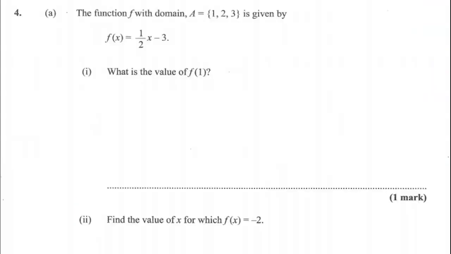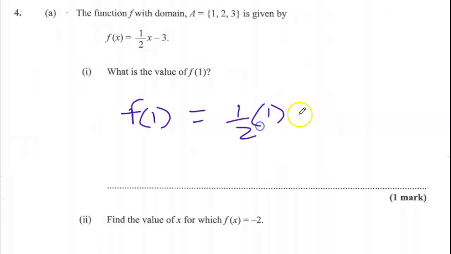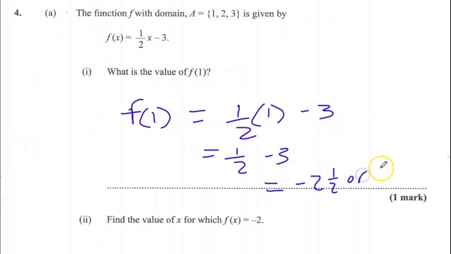So question 4a, the function f with domain A, a set of values 1, 2, and 3, just means that those are the possible x values, right? So f of x is half x minus 3. What's the value of f of 1? f of 1 simply means that you replace the x value with 1, so half of x becomes half of 1 minus 3. So what you have is half minus 3. What's the value of half minus 3? That's minus 2.5, or you could say minus 5 over 2.